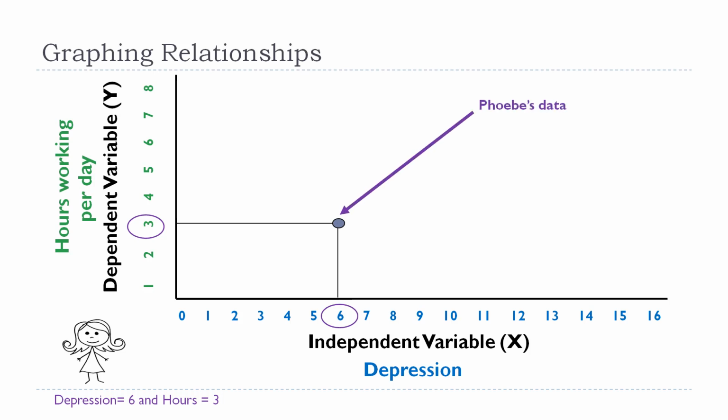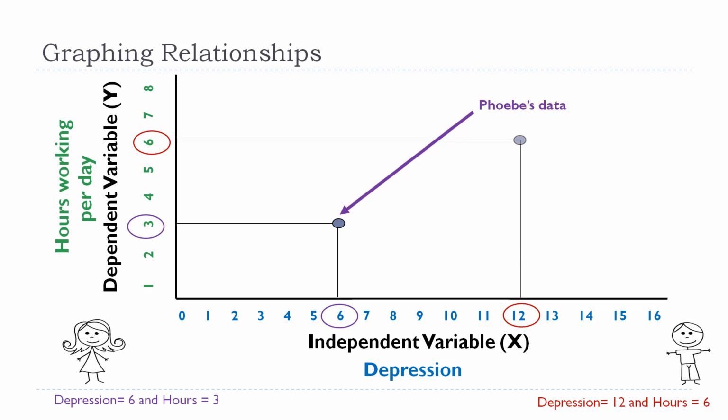It represents her data. Now let's say I have another person in my survey, Mike. Mike's depression is at a 12, and his hours worked on average per day is 6. So if we were to graph that, then we would find the 12 and the 6 and the point in between, and there's Mike. That's Mike's data. Okay? So that's all we're doing when we're graphing. We're just taking two numbers and finding where they are on the graph.